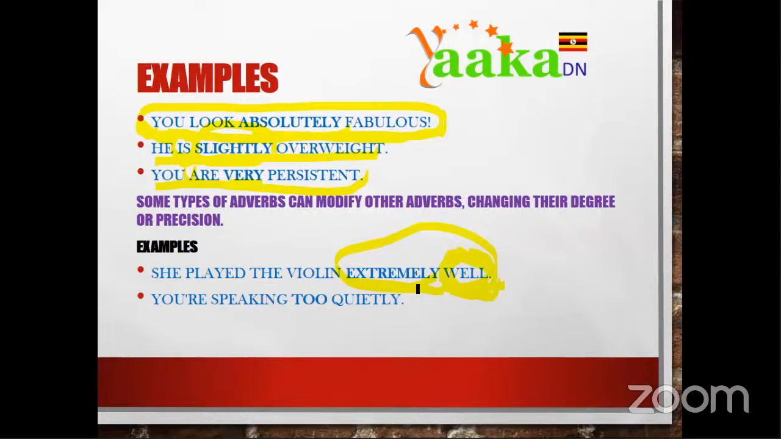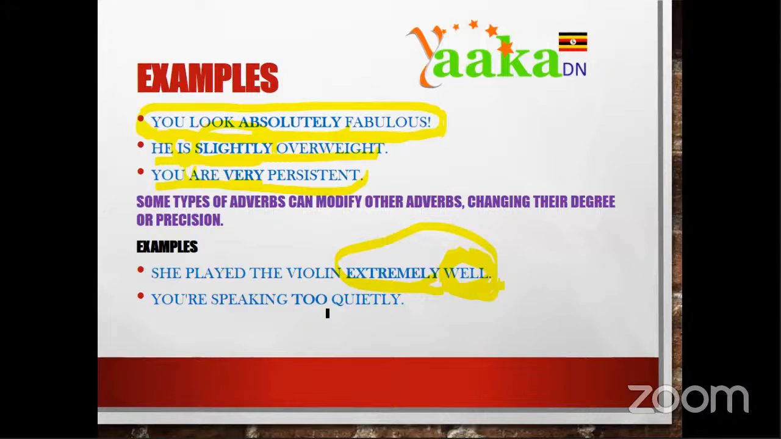So when you say she played the violin well, how well was that violin played? Was it very well? Was it fairly well? Was it excellently well? In here it was extremely well. That means it was excellent. Yeah. So we have the next, you are speaking too quietly.